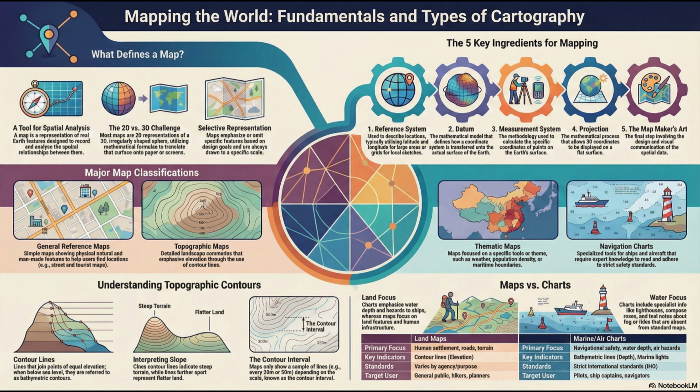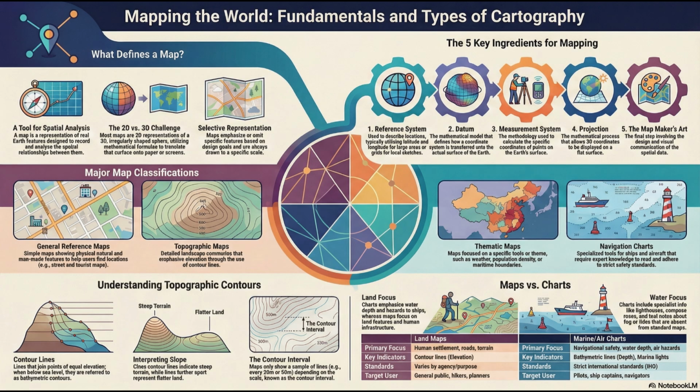The material we read talks about the 5 ingredients of a map. It sounds like a recipe. Just a bit more complicated than a cake. And the order really matters. So the first ingredient is the reference system. This is just the language we use to talk about location. So, latitude and longitude. The grid. The grid, exactly. But then you hit the second ingredient, and this is where things start to get a little messy.